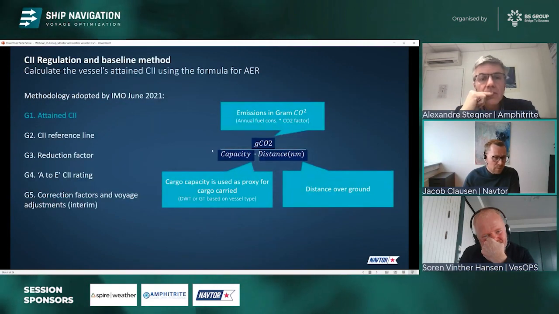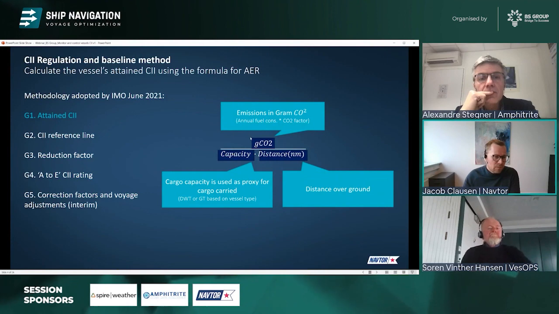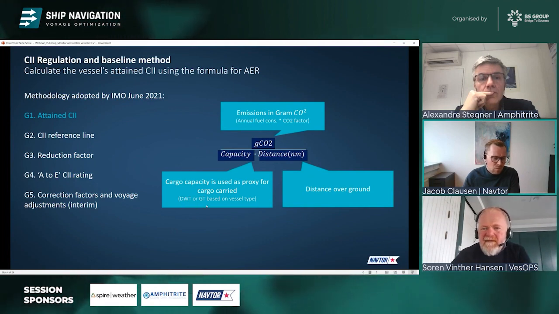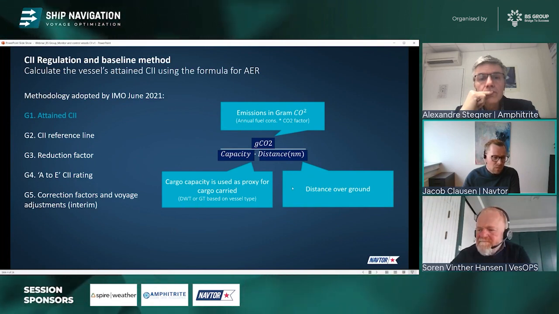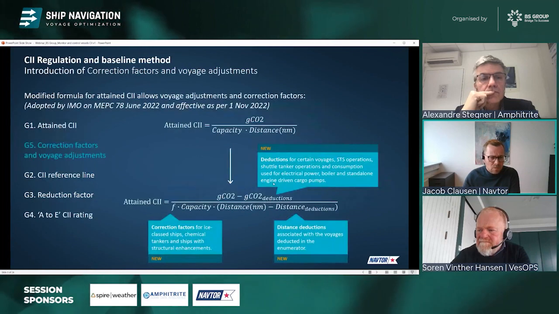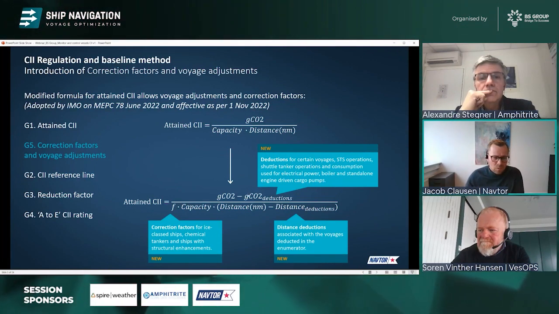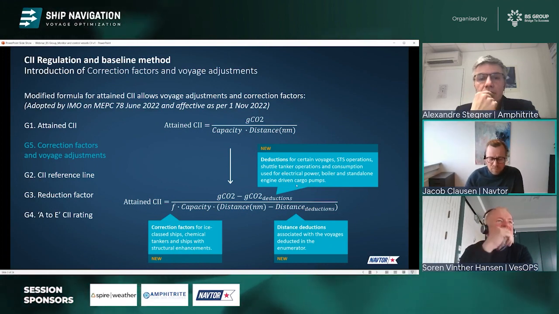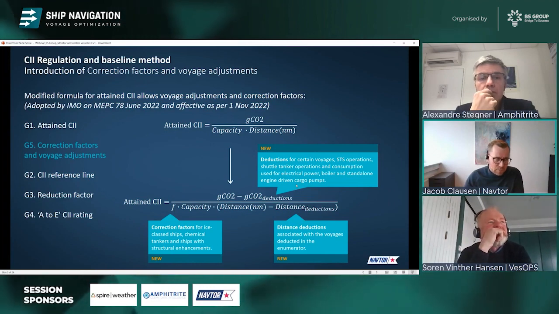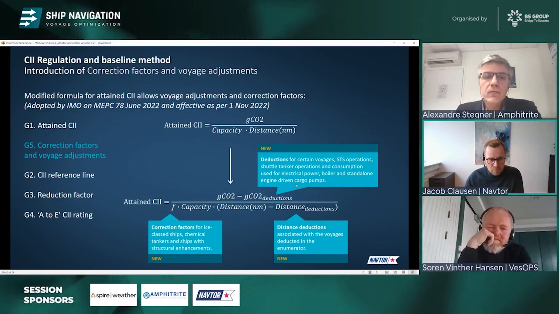Well, if we look at the equation for the CII in general, that was based on having the CO2, the capacity based on deadweight or gross tonnage, and then of course the distance. And what were the changes introduced now is that there are different correction factors that apply for certain types of voyages, STS operations, etc. There are also certain deductions when it comes to electrical power or boiler consumption for discharge operations, for cargo heating, etc.